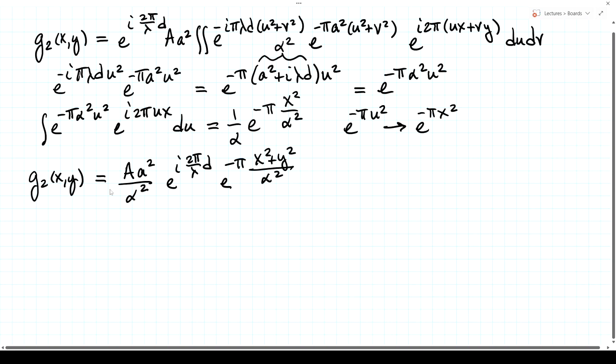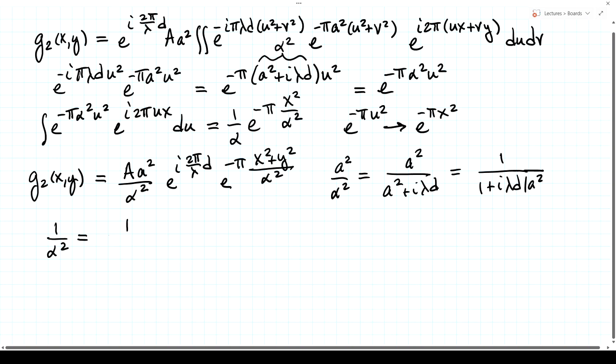Let's look at little a squared over alpha squared. That'll be a squared over, and here's our alpha squared, so that would be over a squared plus i lambda d, and divide top and bottom by a squared. That'll be 1 over 1 plus i lambda d over a squared. Now, inside this Gaussian here, let's write 1 over alpha squared is equal to 1 over a squared plus i lambda d.